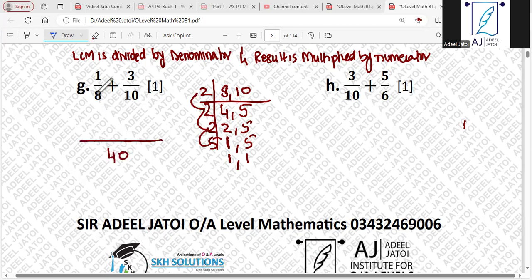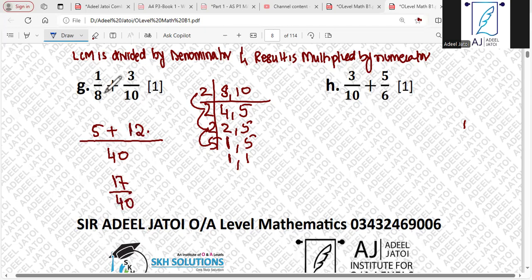40 divided by 8 is what? 5. Right? 40 divided by 8 is 5. So 5 ones becomes 5. 40 divided by 10 is 4. And 4 into 3 will become what? 12. So the answer is 17 upon 40 for part G.